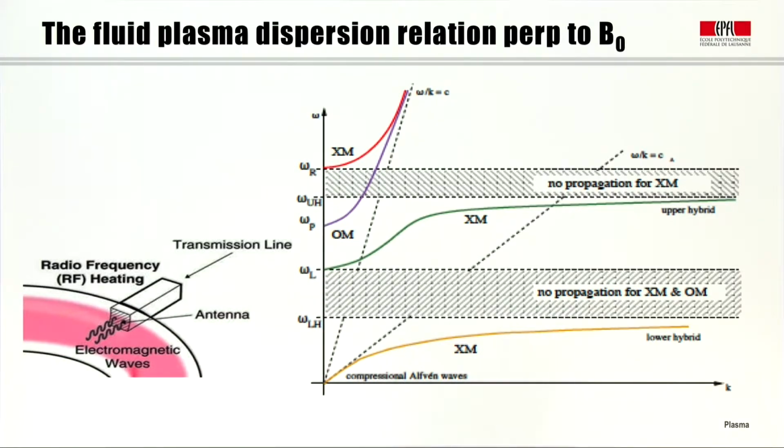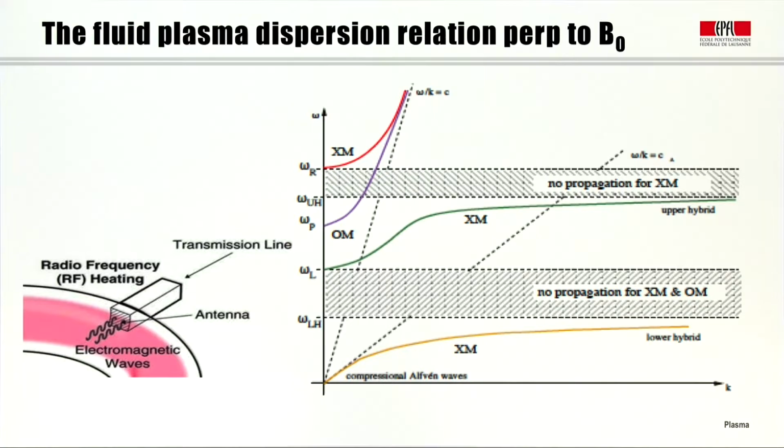Again, frequency versus wave number. Here we have branches that are indicated as XM, extraordinary mode, or OM, ordinary mode, depending on the direction of the oscillating electric field with respect to the magnetic field. We also have, as we have seen in the previous picture, bands in which there is no solution of the dispersion relation.